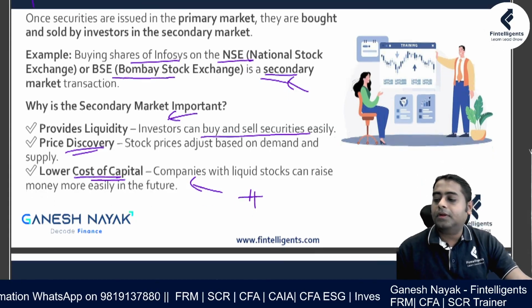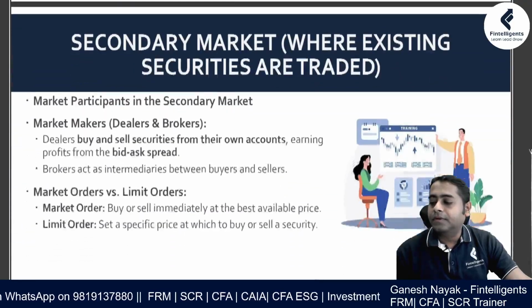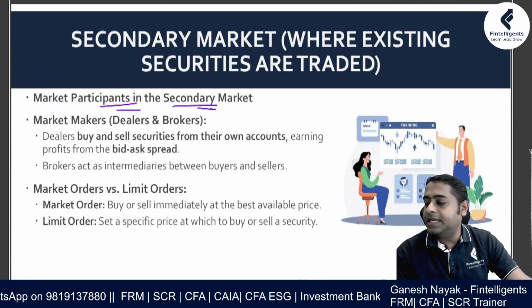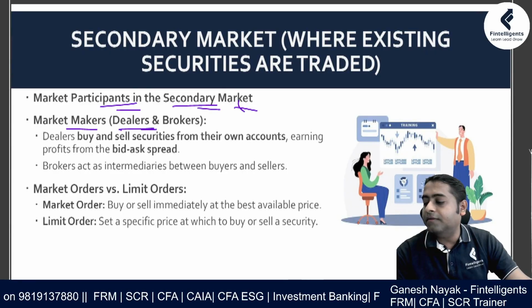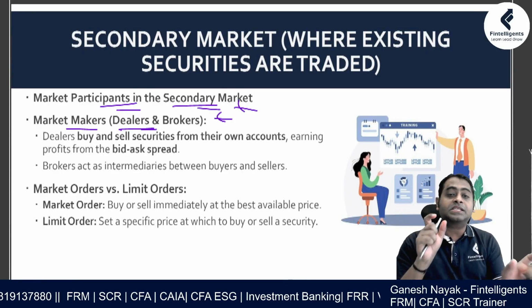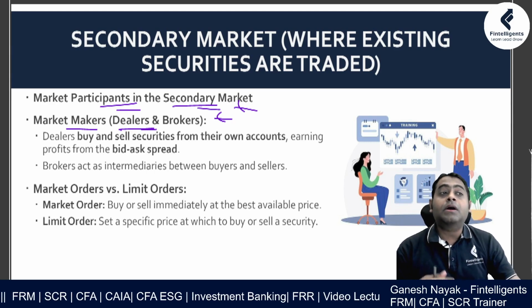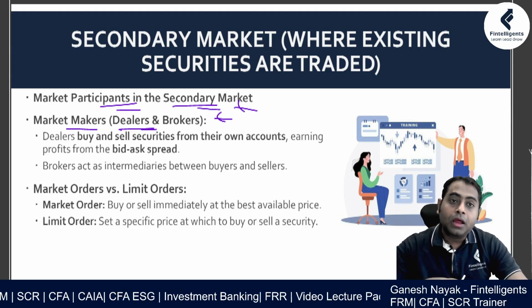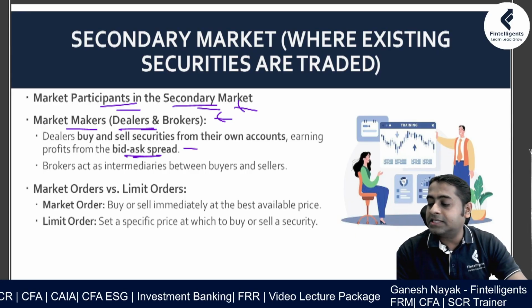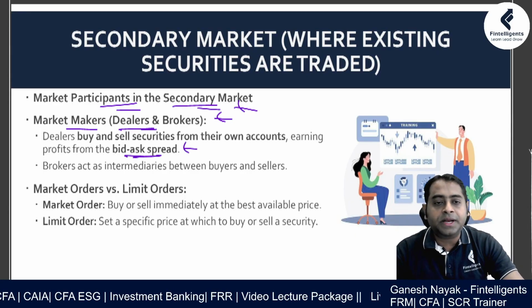Right? Let us look at this. A few market participants in the secondary market: market maker or dealer. We have already talked about this. If you remember, bid price, ask price, right? A dealer is available in the market to sell and also to buy. He will earn that bid ask spread. In the previous chapter, we talked about this, right?